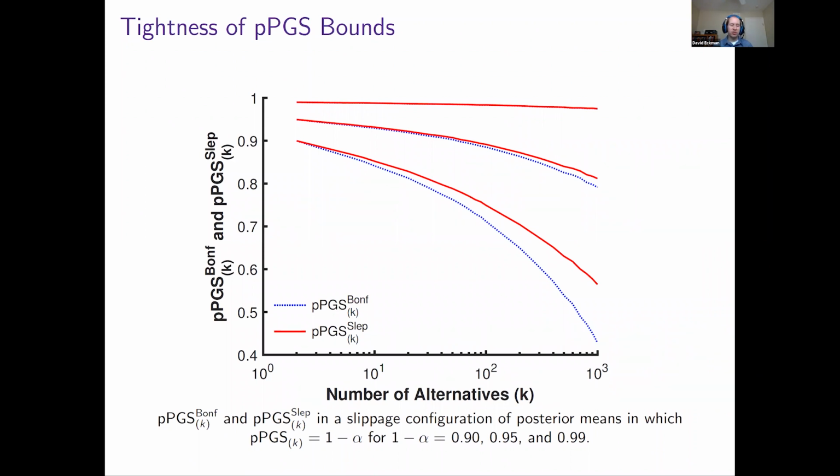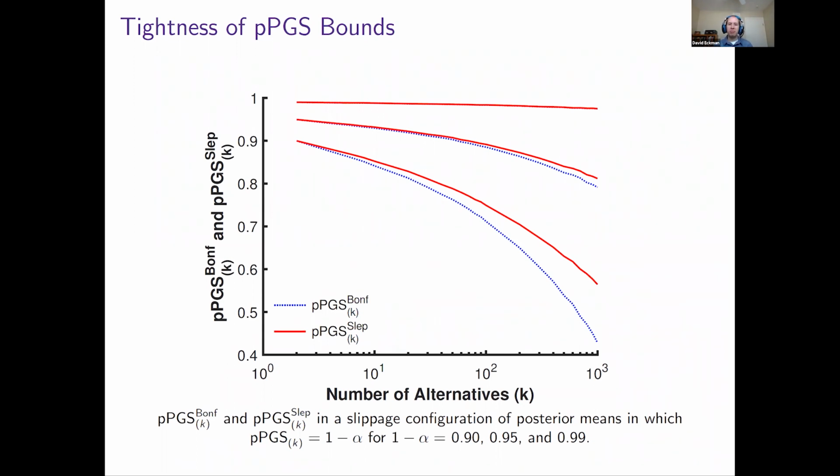But these bounds are by no means tight. And so what I'm showing on this slide here is for different posterior configurations where the true posterior PGS is either 0.99, 0.95, or 0.9, think of it as a horizontal line on this drawing here, these bounds are returning values that in some instances can be well below what the true quantity is.